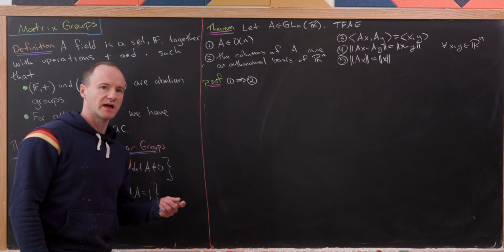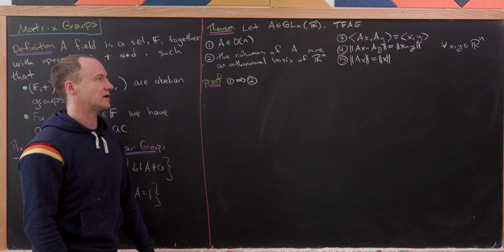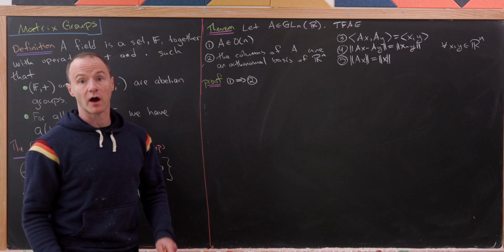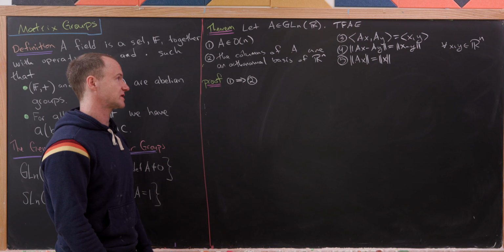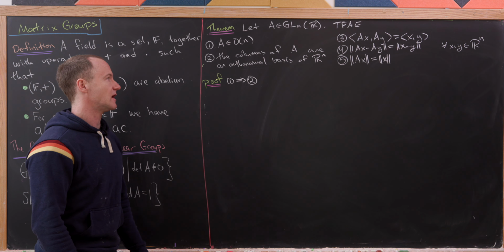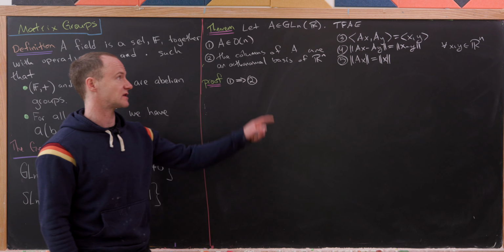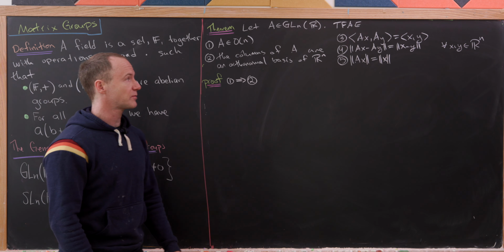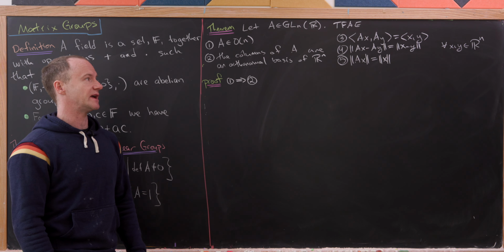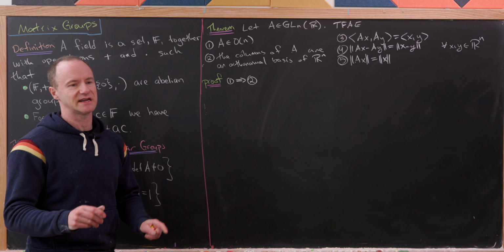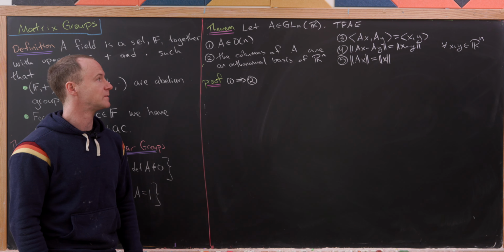So let's say we've got an element A from GL_n(R), then the following are equivalent. So A is in the orthogonal group. It's an orthogonal matrix. The columns of A are an orthonormal basis of R^n. That might be something you saw in a linear algebra class. And then the inner product of AX with AY is simply the inner product of X with Y. Here we're taking the inner product to be the standard dot product of R^n.